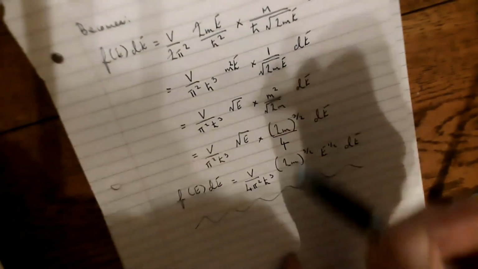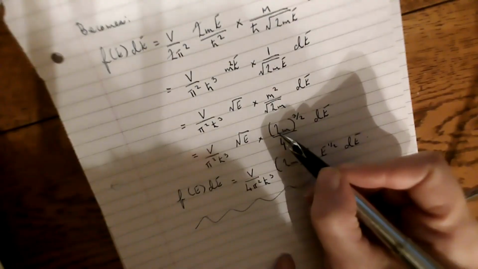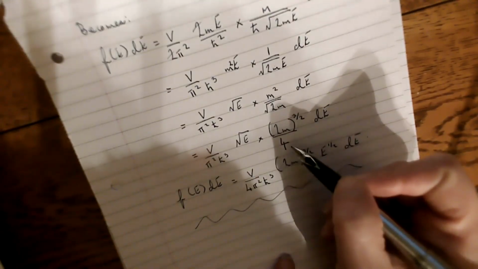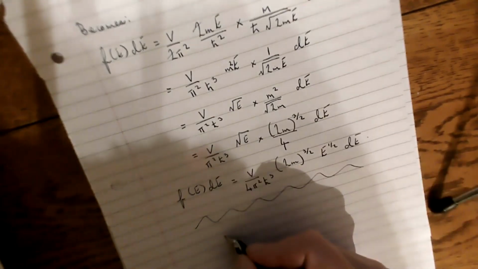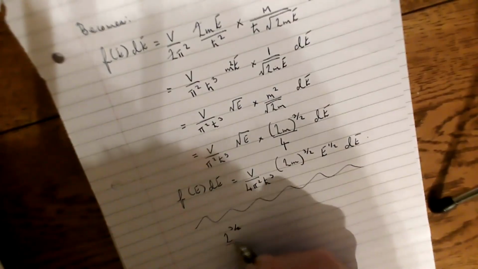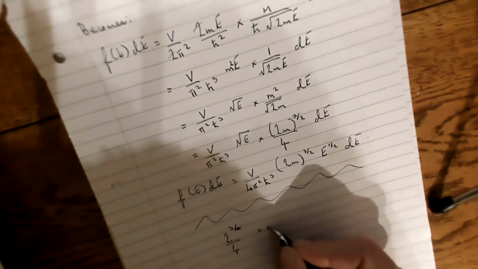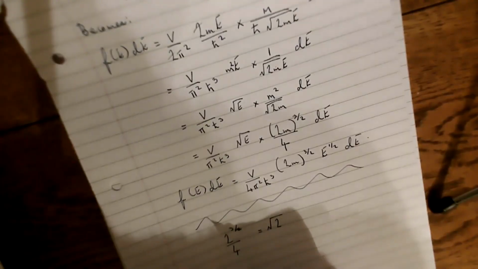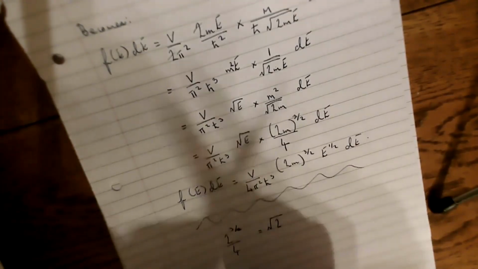And if you're not convinced that 2 to the 3 over 2 divided by 4 is equal to root 2, try it on your calculator, because that's what I did to check.